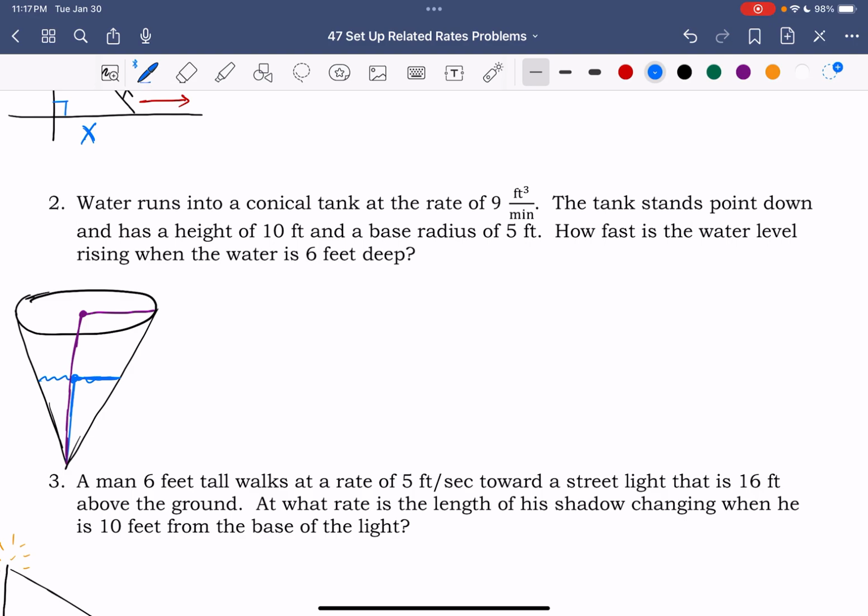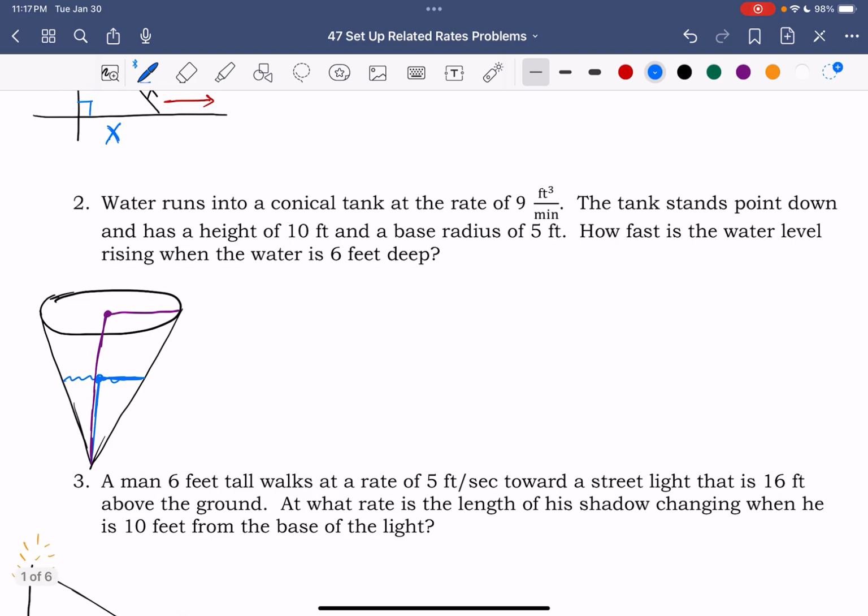So that 9 feet cubed per minute is not going to go in our diagram, but it's worth noting that this is a volume. These units here are of volume, and so we have a rate for which our volume is changing, so we should expect to see volume as one of our variables in our final equation.